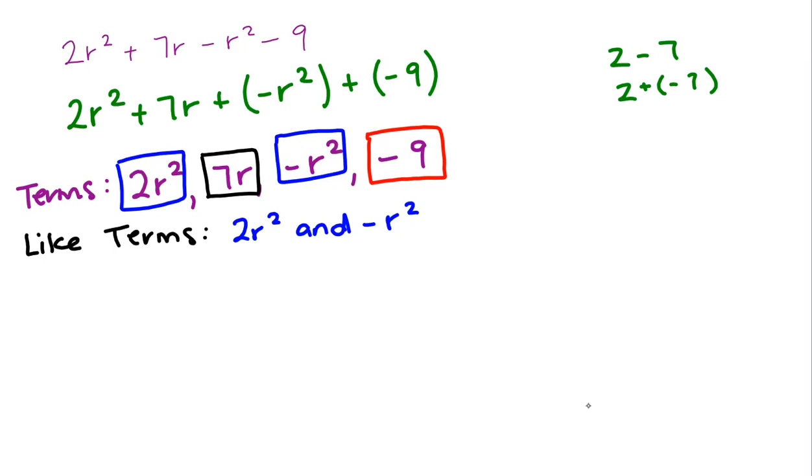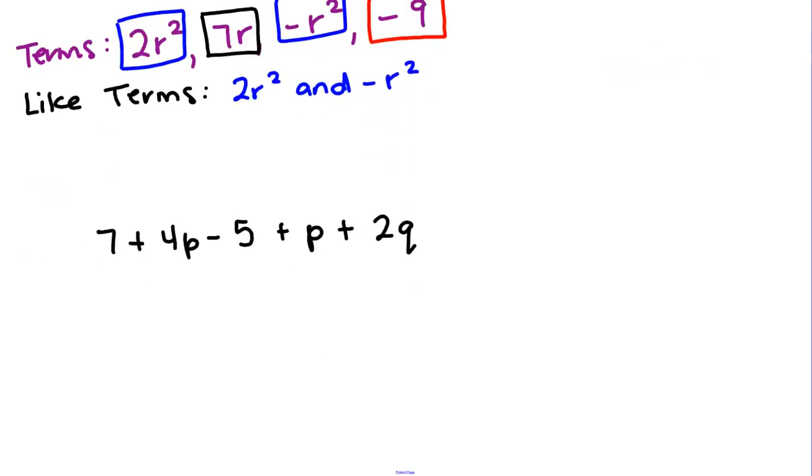Let's do another one. Let's say we have 7 plus 4p minus 5 plus p plus 2q. Now what we're going to do is rewrite this so that we don't get too confused here. So we're going to rewrite this as a sum of all of these terms so that we can see each term clearly.